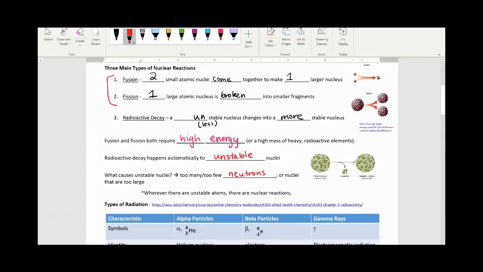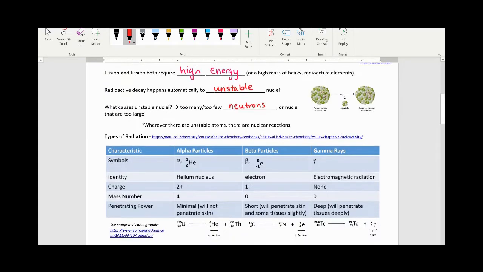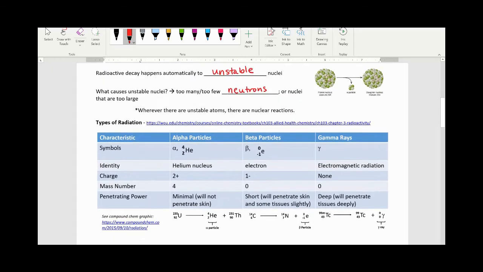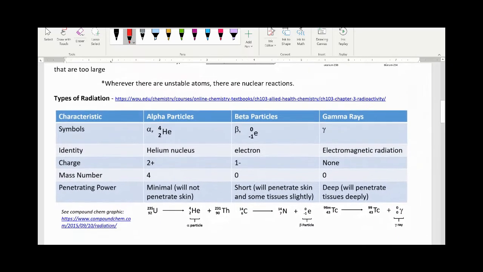The reason it's called radioactive decay is because when these unstable atoms change into a more stable atom, they tend to give off some type of radiation. Now for us, we're going to talk about the three main types of radiation. We've got alpha particles, beta particles, and gamma rays. You've probably heard these terms mentioned, but we're going to look more in depth at what they actually mean.